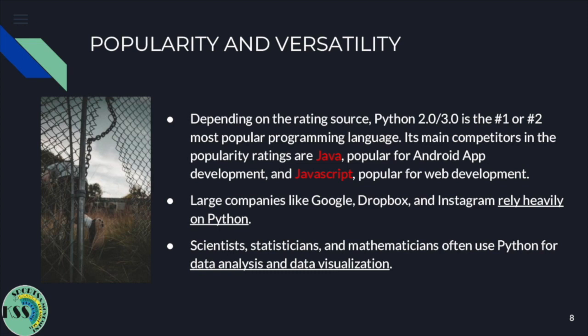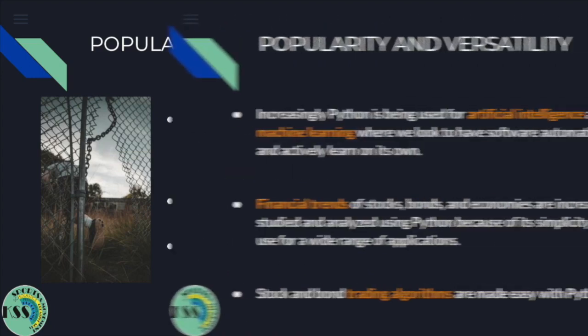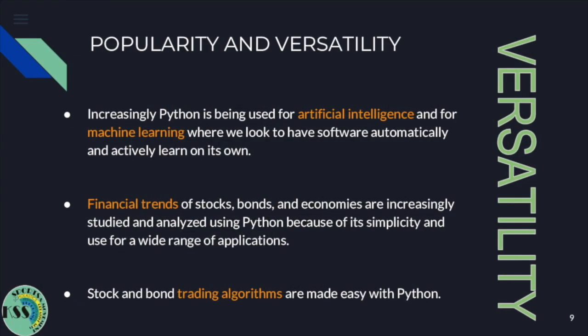Scientists, statisticians, and mathematicians often use Python for data analysis and data visualization. Increasingly, Python is being used for artificial intelligence and for machine learning, where we look to have software automatically and actively learn on its own.